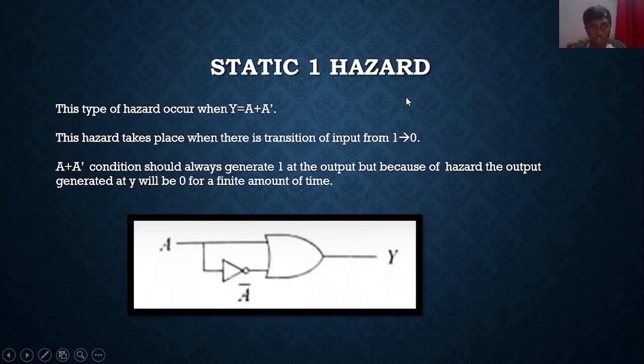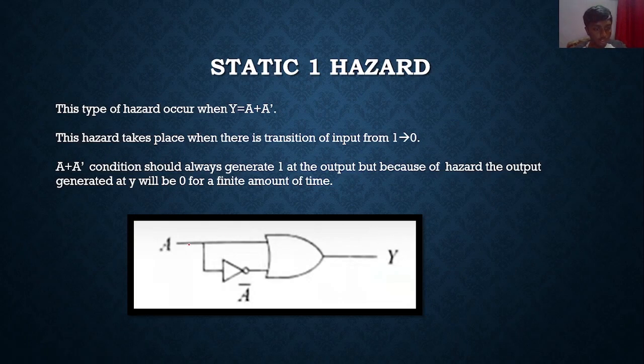Let's see more about static 1 hazard. This type of hazard occurs when Y is equal to A plus A bar. This hazard takes place when the input transitions from 1 to 0. The A plus A bar condition should always generate 1 at the output, but because of some hazard, the output will show 0 for some amount of time.